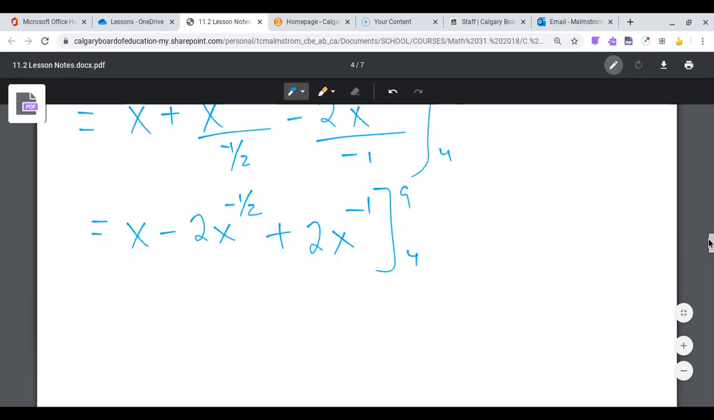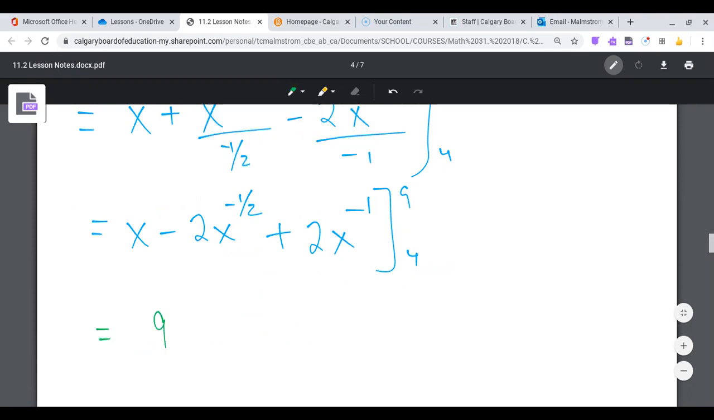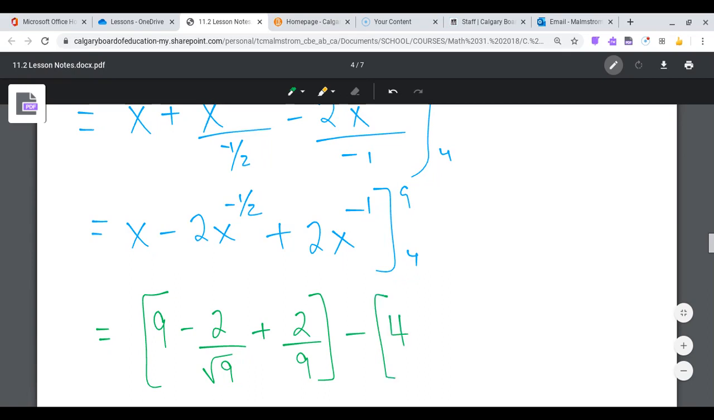All right, here we go. Let's evaluate this before my time runs out on the video. You guys are all shaking your heads. Okay, so we've got 9 minus 2. X to the -1/2 is the root of x on the bottom. So I'm going to write that as root 9 on the bottom plus 2 on x to the -1. So plus 2 on 9. And then subtract, x is 4 minus 2 on square root 4 plus 2 on 4.